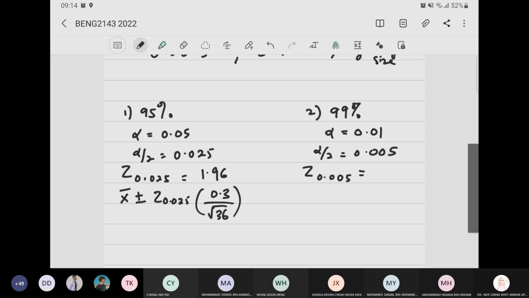Oh, 2.6, sorry. So 2.6 is the mean. So the plus minus here is 1.96, divided by square root of 36. Divided by 6. Square root of... 0.098. This is for 95%.